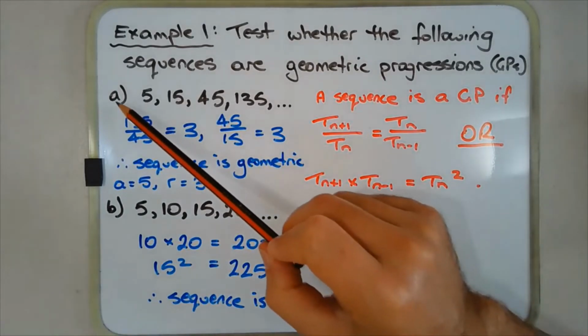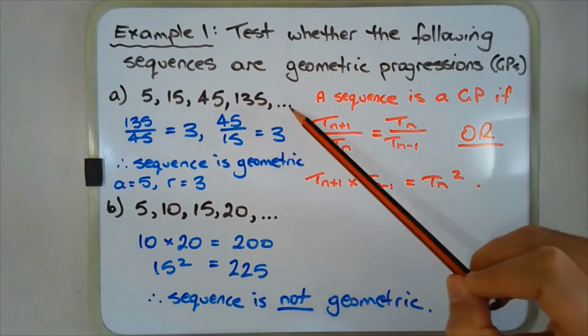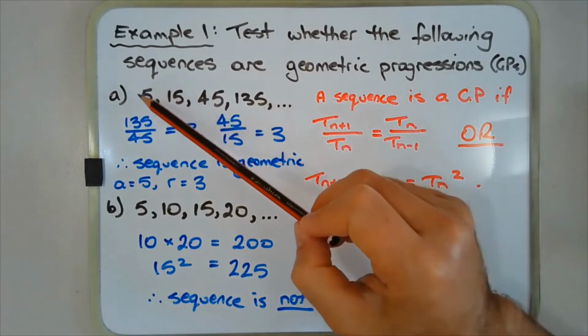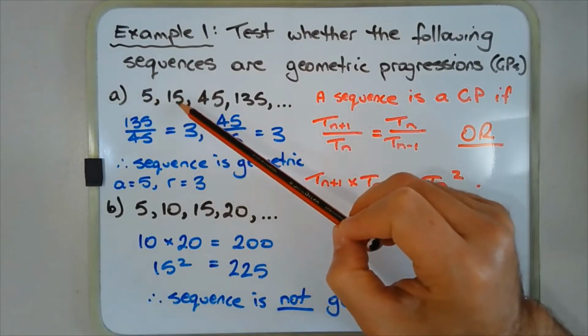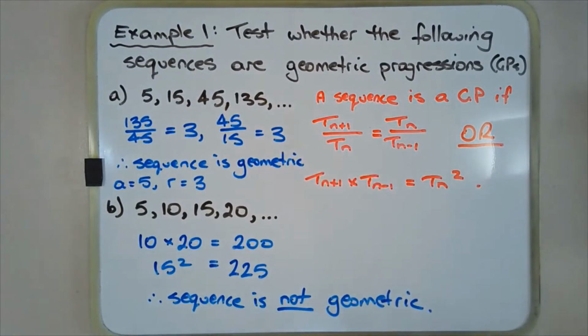So let's have a look at part A. We have this sequence here, 5, 15, 45, 135, and so on. Now, by observation, we can see that if we take the first term, multiply it by 3, we get 15. We take 15, multiply it by 3, we get 45. 45 multiplied by 3, we get 135, and so on.